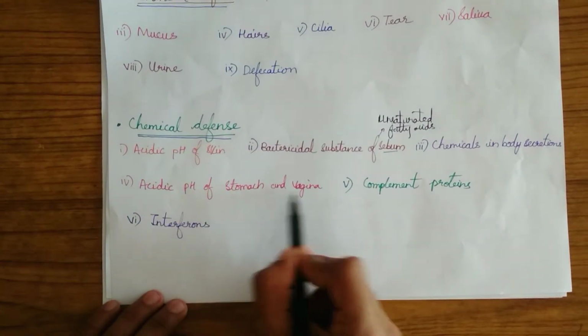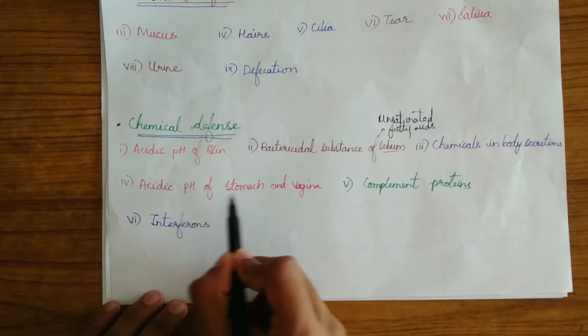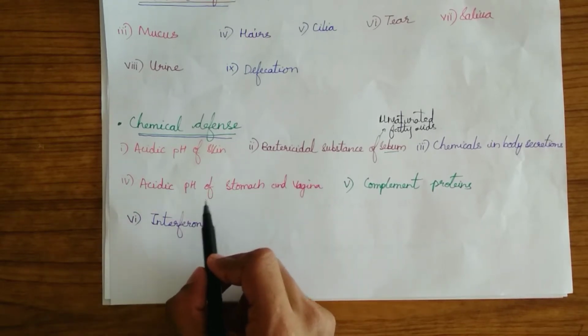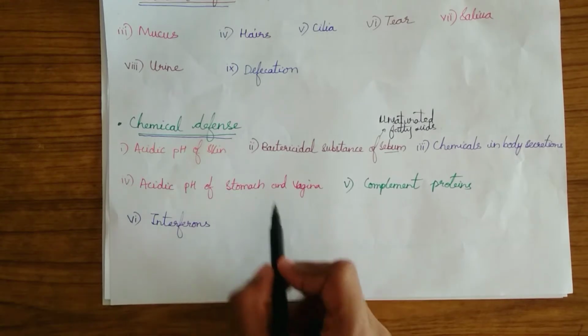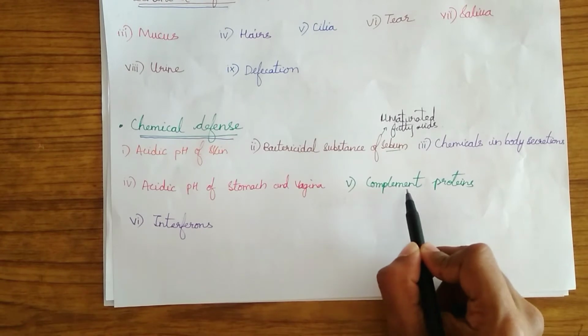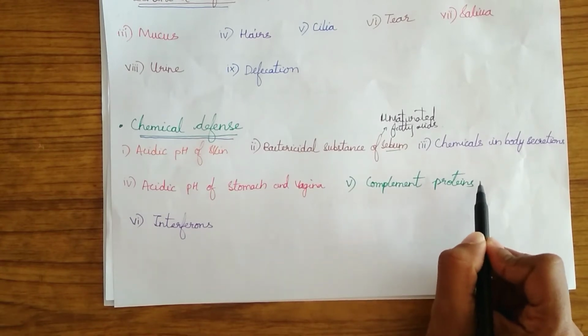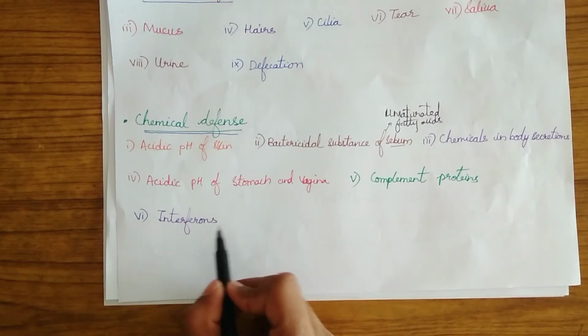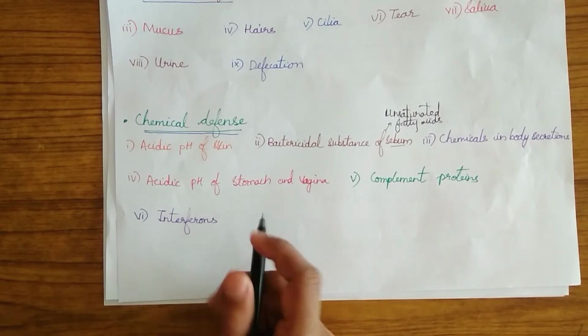Acidic pH of stomach and vagina. The pH inside the stomach is acidic due to the HCl present in it, which kills the microbes coming through the food. Complement proteins. These complement proteins are produced through the complement system of the immunity. Interferons. Interferons are produced from the activated lymphocytes and also help in the killing of microbes.